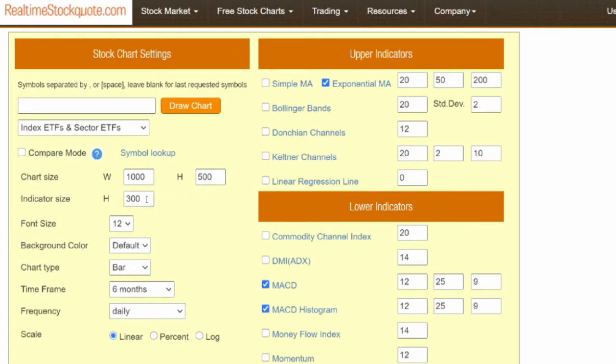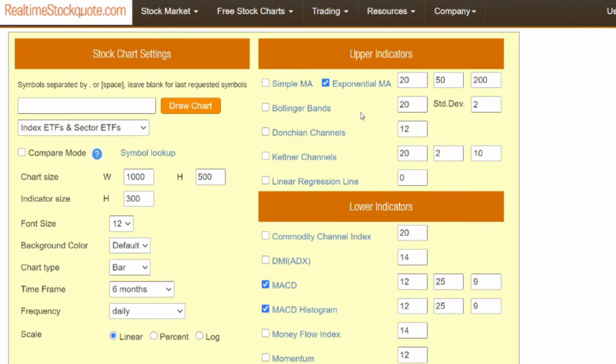1,500 for the width and height, and then the indicator size is 300. Font size is 12. The rest you can take a look at. We changed the time frame here and then the frequency here when we're looking at, say, weekly and monthly charts. I use the linear scale moving up here. I also use the exponential moving average of 20, 50, 200.